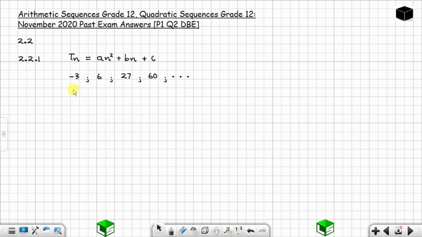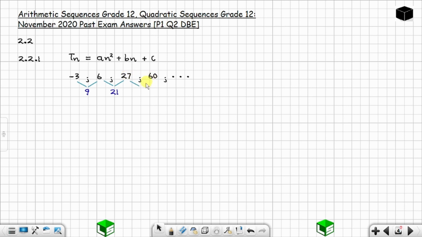So let's get the first differences. To get the first differences, you are going to take the next term minus the previous term, always. So you have 6 minus -3, right? What is the difference? When you take 6 minus -3, the difference is 9. And what is the difference here? Between 6 and 27. You take 27 minus 6, it will be 21. And what is the difference here?